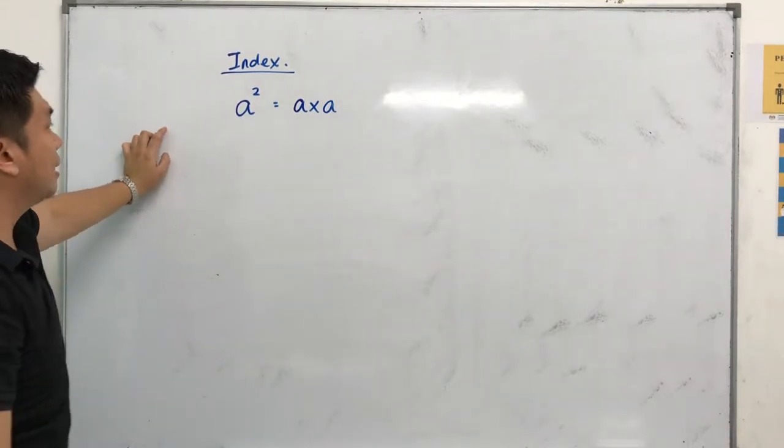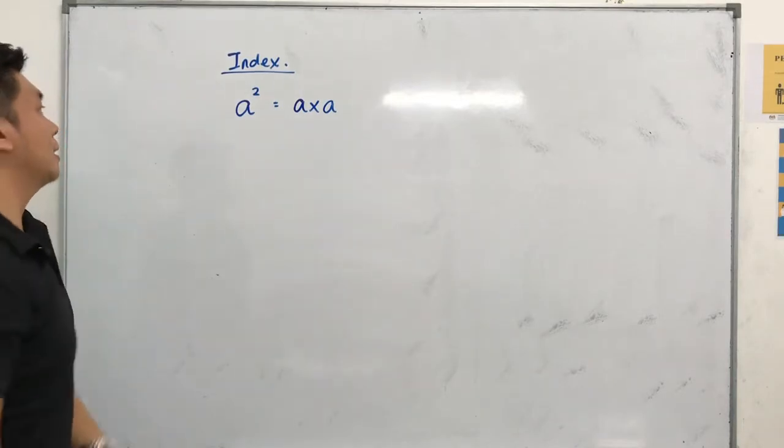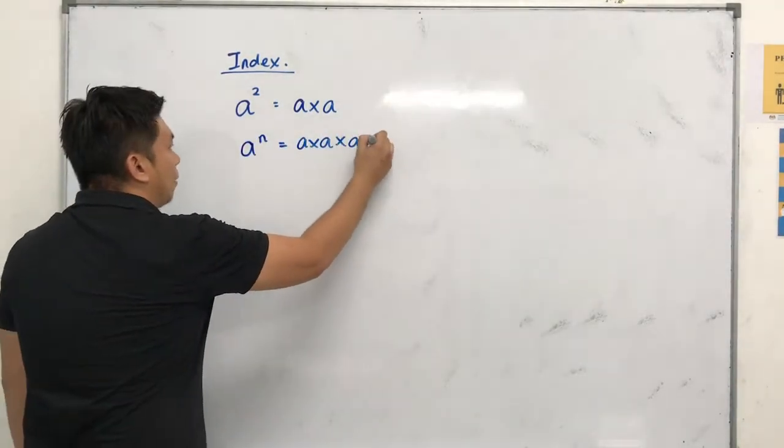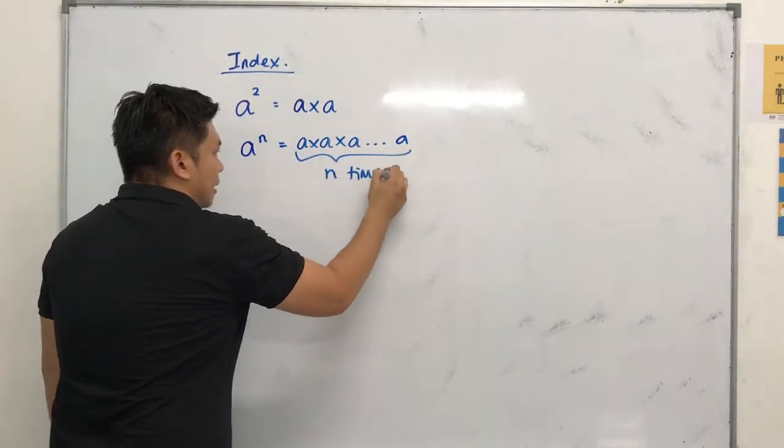So basically it means that what is the number here? It multiplies itself the number of times, right? So example, if I have a to the power of n, so I'm going to have a times a times a. I don't know how many times, right? But then over here, it means it's n times. Is that good so far?